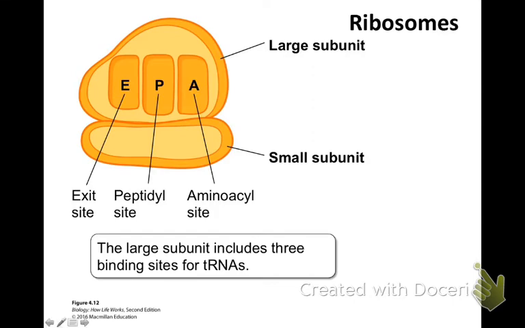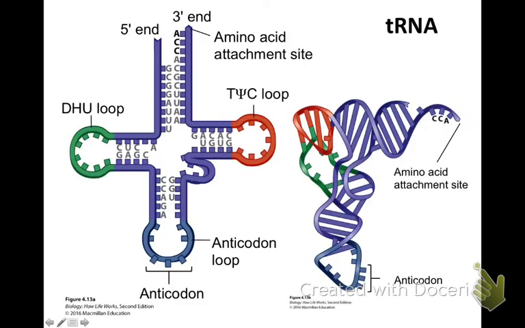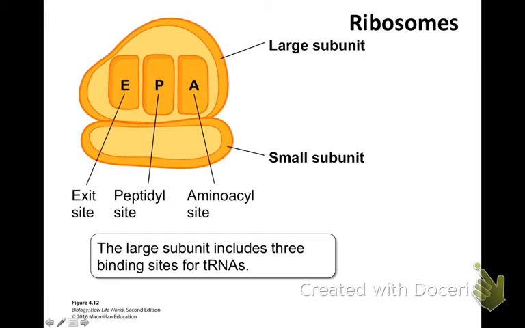So I have my large subunit and my small subunit, and I've got these three sites: E, P, A, or A, P, E backwards, and it goes in this direction.